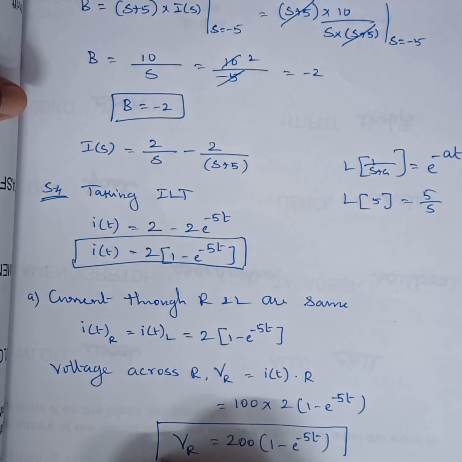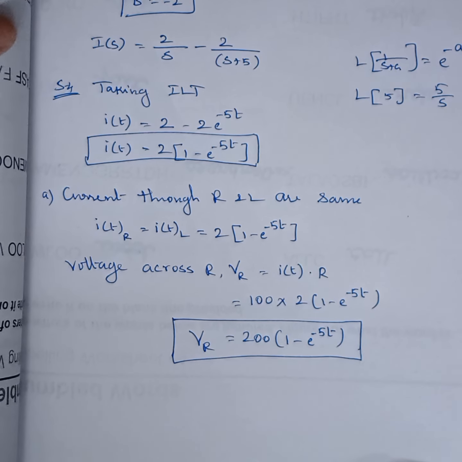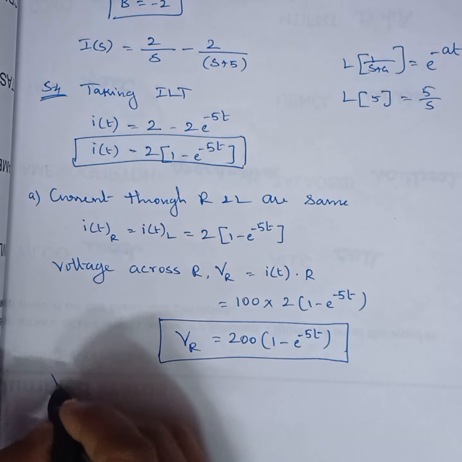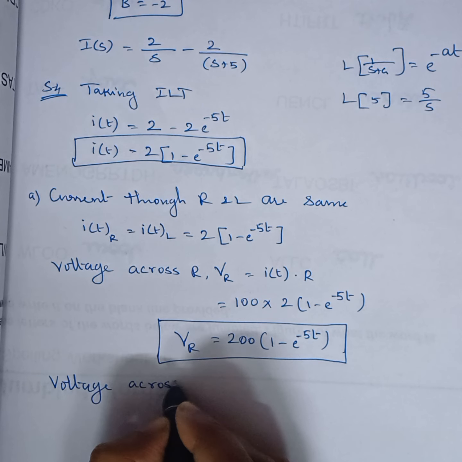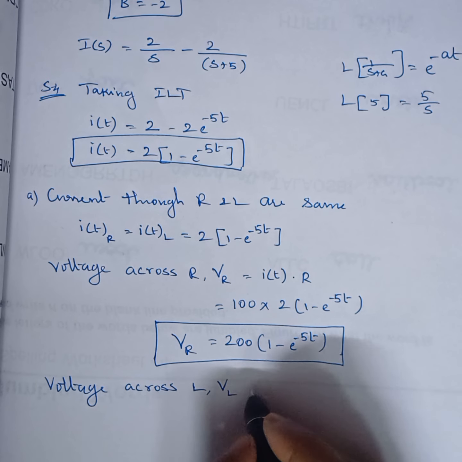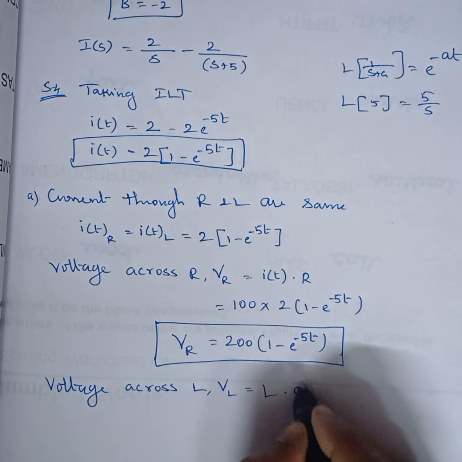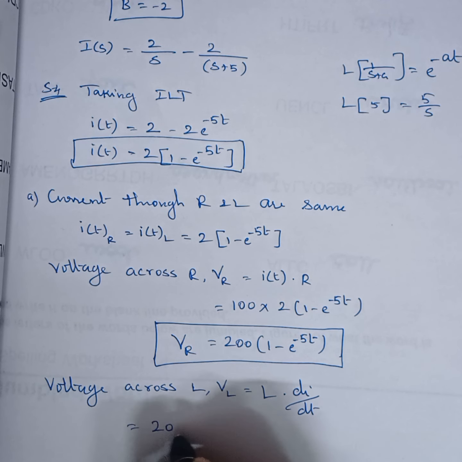This is the voltage across the resistor, correct? Then similarly we have to find out the voltage across the inductor. Okay, so for the voltage across L, I'll specify it as VL. We know it is L into di by dt. L value is 20, correct?